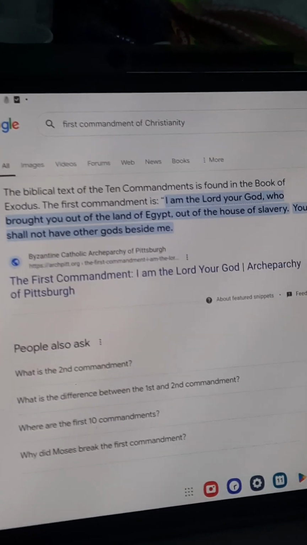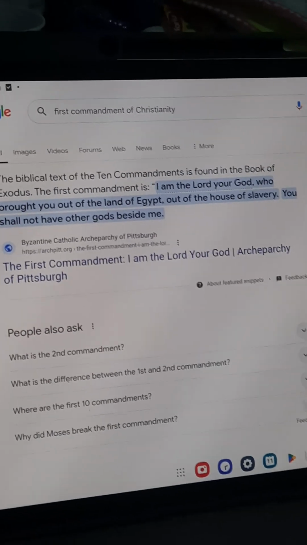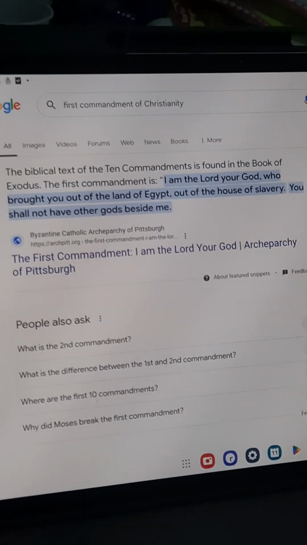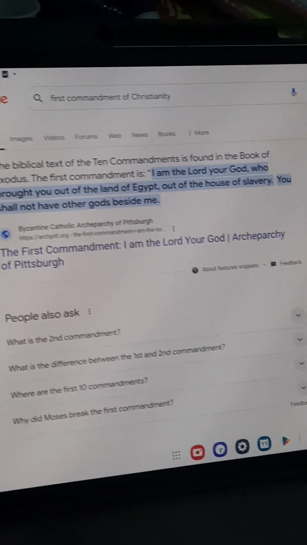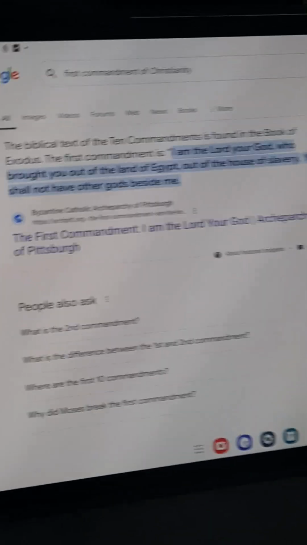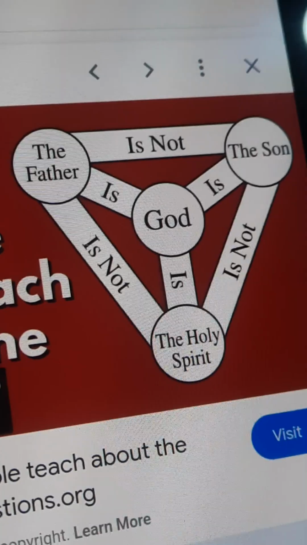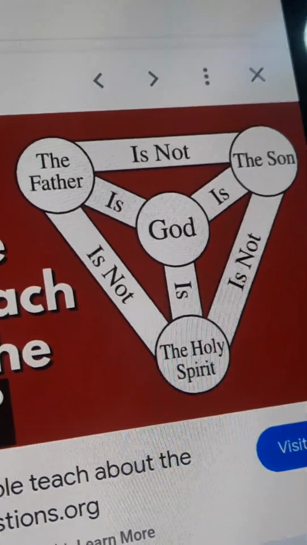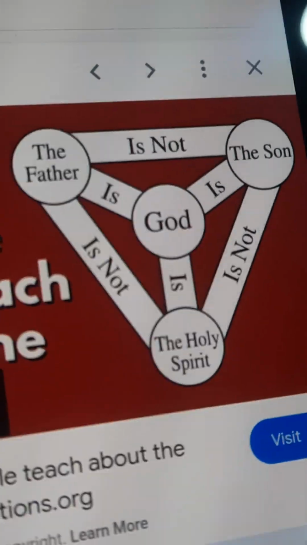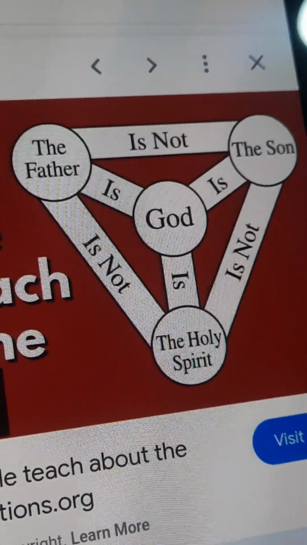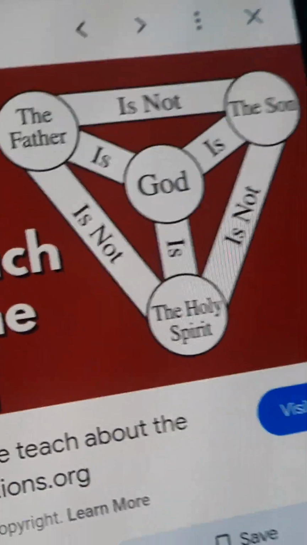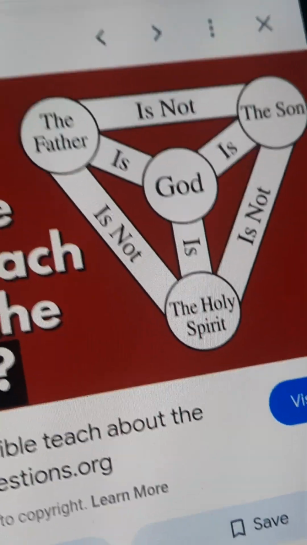I am the Lord your God, who brought you out of the land of Egypt, out of your house of slavery. You shall not have other gods besides me. And what did they do? They basically made this: the Father, the Son, and the Holy Spirit. The Trinity goes against the first commandment, which is, you shall not have any other God besides me. So what is this?